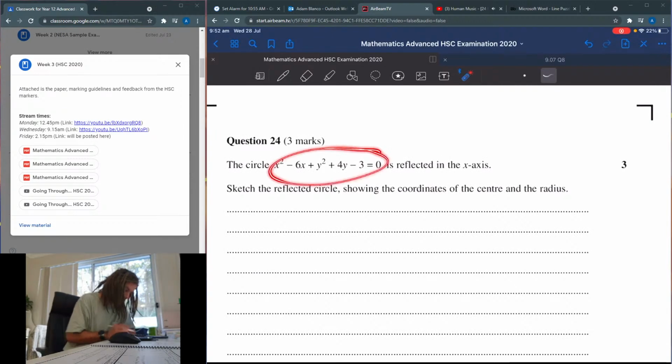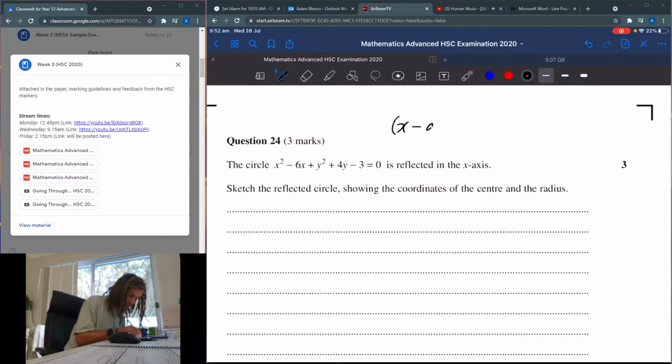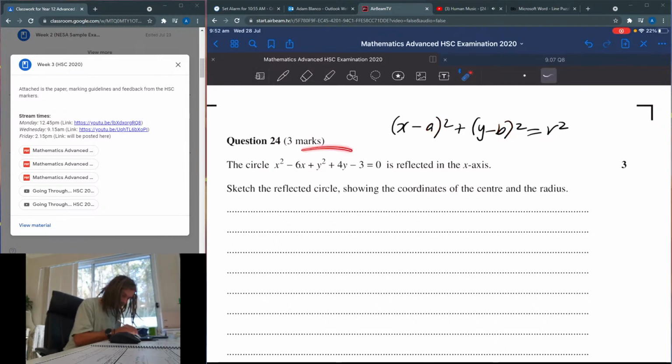It tells me this is a circle. It doesn't need to do that. It could just say graph this and reflect it. So this question wants me to make a mistake. Whenever you see something like this, the equation of a circle looks like (x minus a) squared plus (y minus b) squared equals r squared. And remember, that's the center and that's the radius. So in other words, I need to complete the square on this.